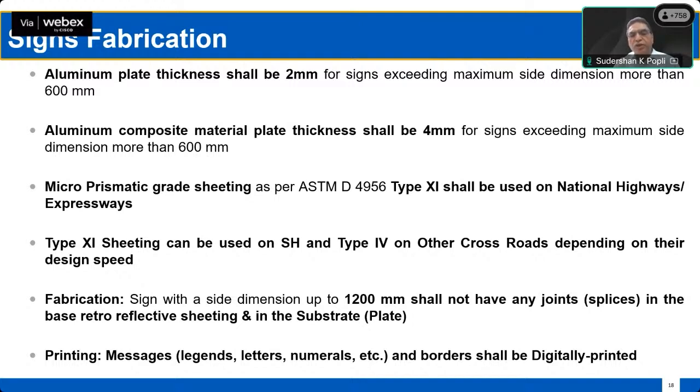It should be jointless only if it is up to 1200 mm side. If it is more, joints should be minimum. Then printing of message, legends, letters and numerals should be digitized only.